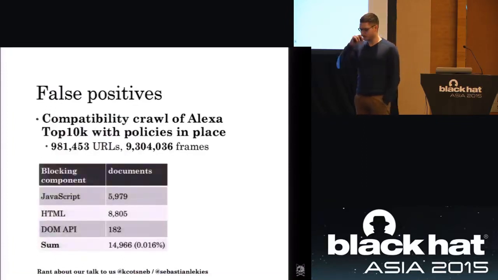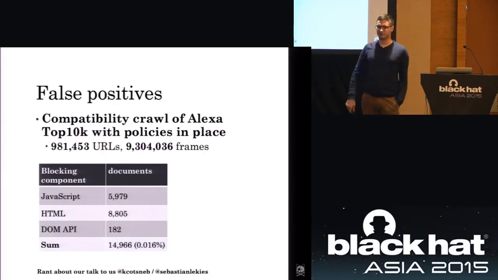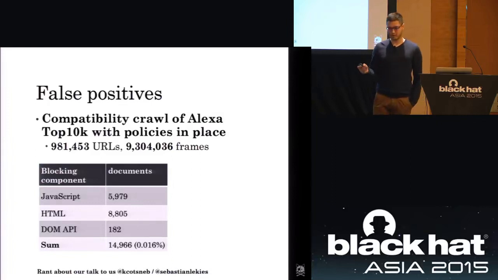More interestingly, we looked at false positives. So in order to get a number of false positives, we conducted a compatibility crawl called the Alexa Top 10K, I think also going down 2 levels, and crawled roughly 1 million URLs. And since each URL contains more than one frame, so think about, I don't know, advertisement typically has its own frame, Facebook likes and stuff like that have their own frames. So in total, we crawled 9.3 million frames. And on 0.016% of those frames, we actually caused an issue, which we presume is a false positive because we weren't trying to attack anything, right?